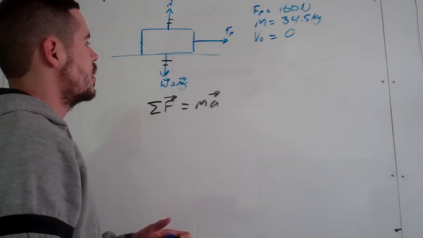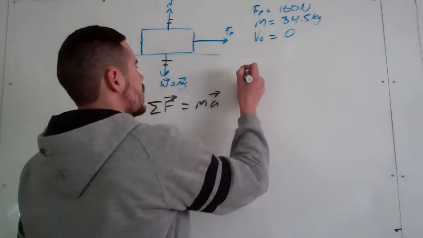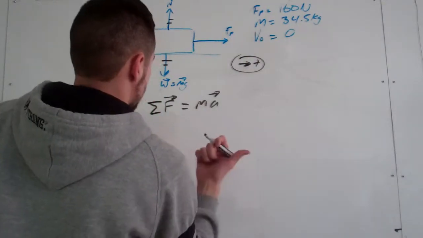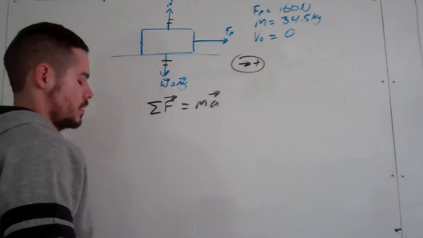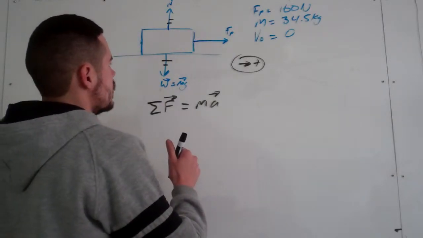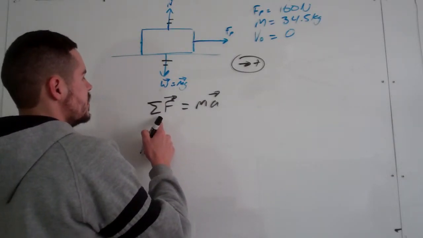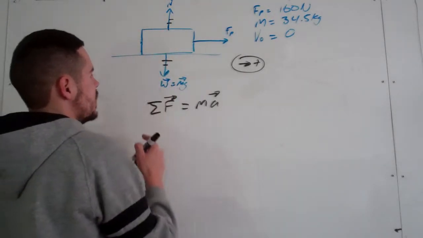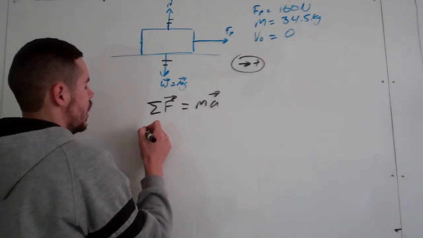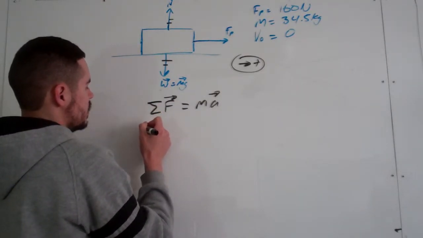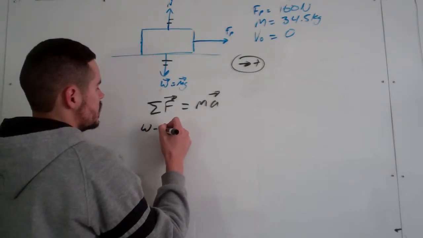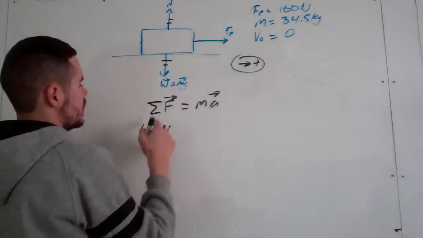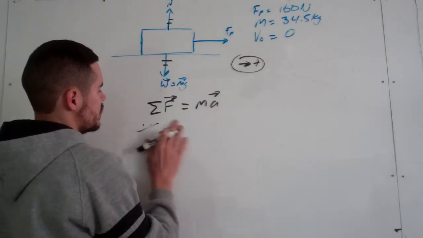Now, before we go any further, we want to make a positive or a negative direction for the system. I'm going to say that going to the right, the positive x direction, is going to be positive. So let's continue. What's the net force? Well, if we want to think about it, it's the weight minus the normal force, which, if these two are equal, they subtract each other, so it's 0. So we can forget about those.